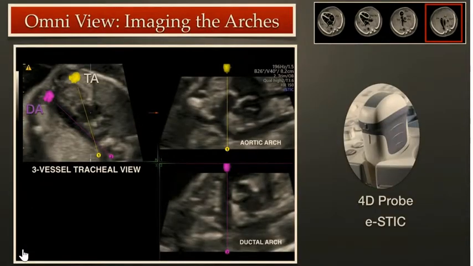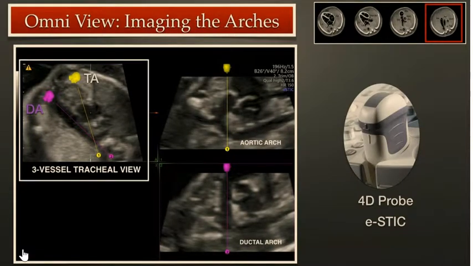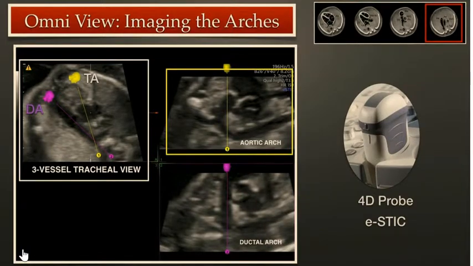A second approach is to image the fetal heart using a 4D probe and acquire a volume data set. Once obtained, the tracheal view is identified. Lines are drawn along the plane of the ductus arteriosus and the transverse arch. The corresponding views are then displayed for the aortic arch and the ductal arch.